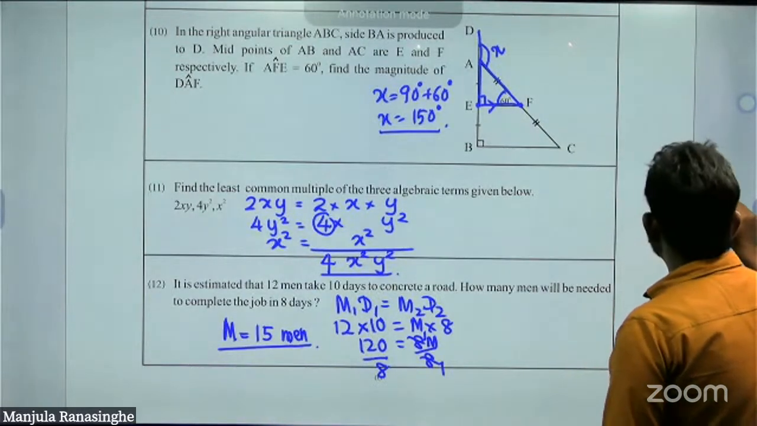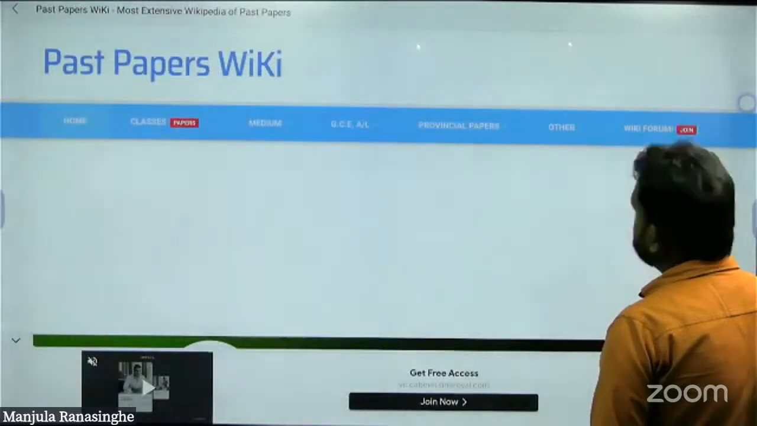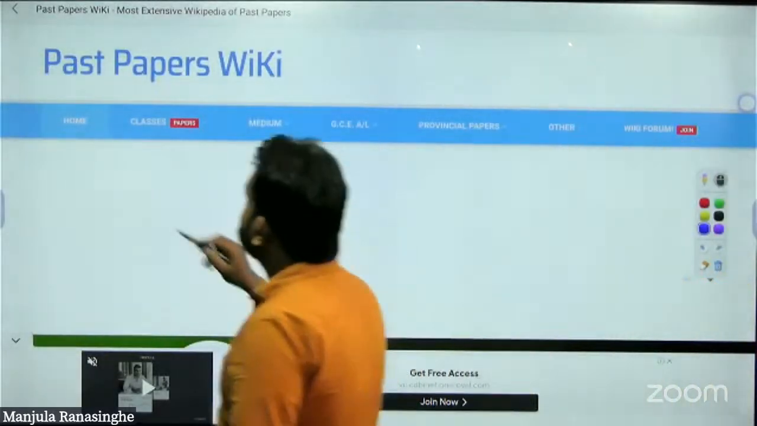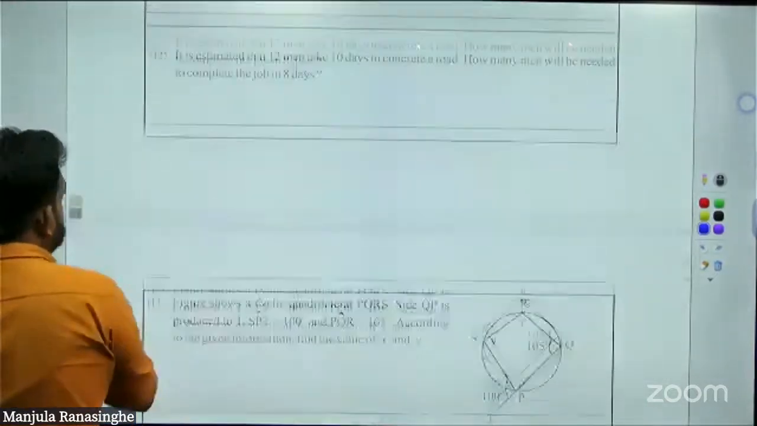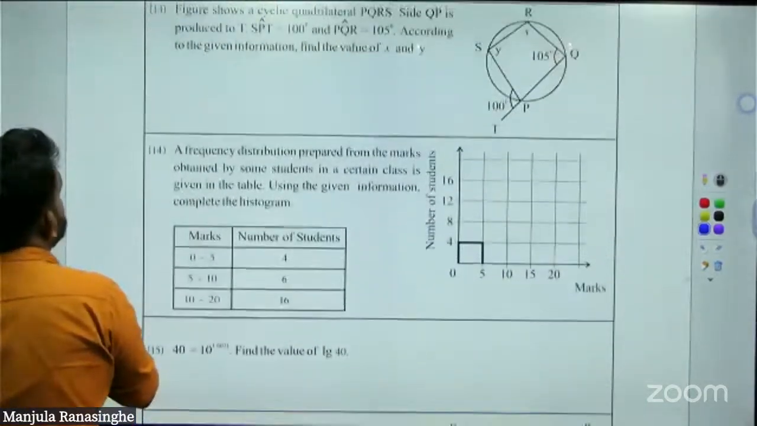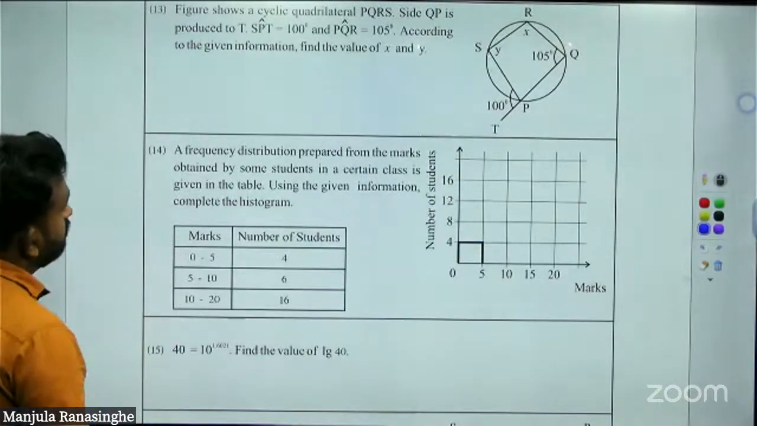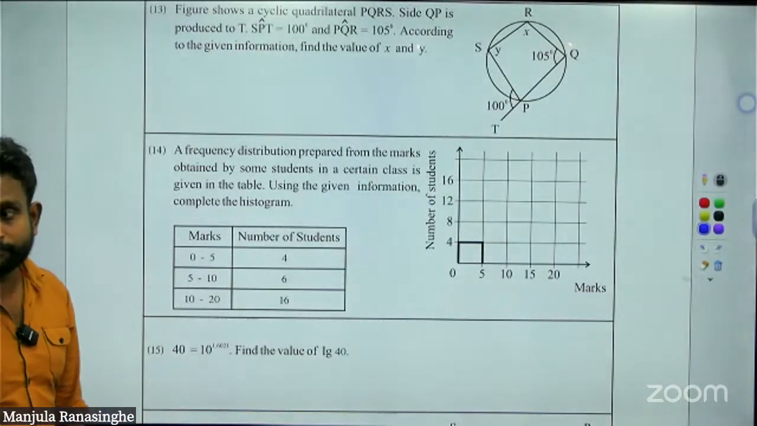Right. Any questions you can ask? Right. Now check the question number 13.